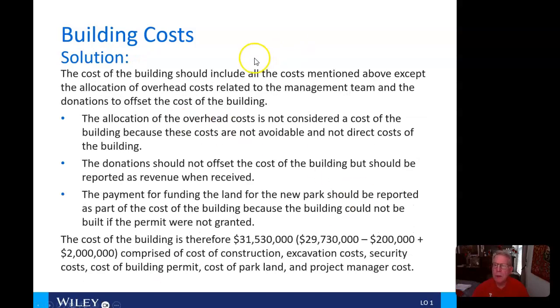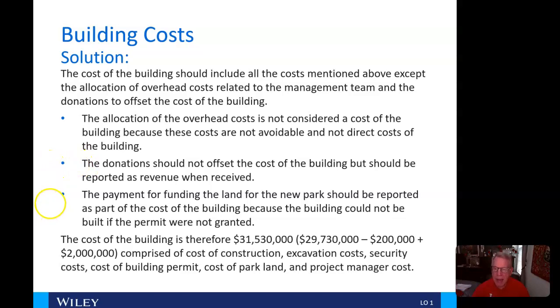Let's take a look. The cost of the building should include all the costs mentioned above except the allocation of overhead costs related to the management team and the donations to offset the cost of the building. The allocation of the overhead costs is not considered a cost of the building because these costs are not avoidable and not the direct costs of the building. Donations should not offset the cost of the building, but should be reported as revenue when received.